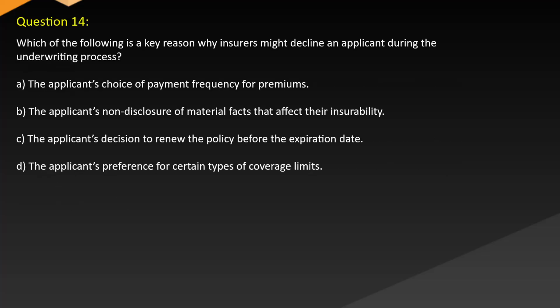Question 14. Which of the following is a key reason why insurers might decline an applicant during the underwriting process? A. The applicant's choice of payment frequency for premiums. B. The applicant's non-disclosure of material facts that affect their insurability. C. The applicant's decision to renew the policy before the expiration date. D. The applicant's preference for certain types of coverage limits.